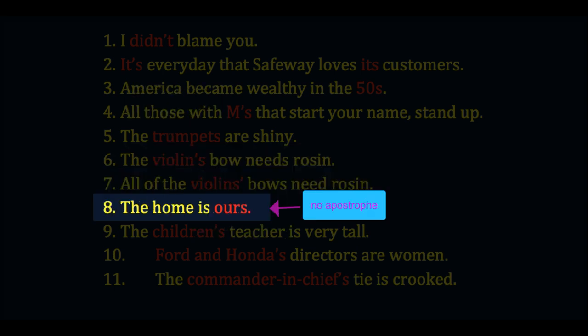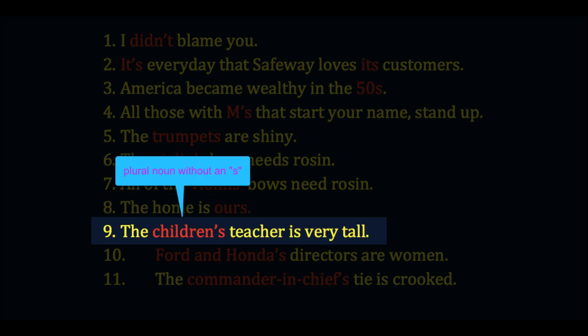Eight, the home is ours. Ours is a possessive pronoun, no apostrophe needed. Nine, children's, apostrophe S, it's the unusual form of a plural where it does not take an S, so you just want to establish the plural children, and then the apostrophe S comes after.